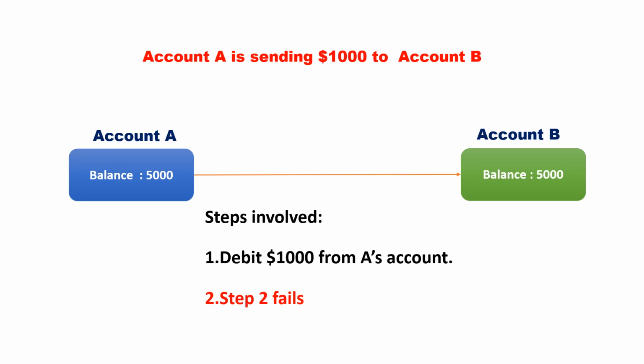But what if step 2 fails? Suppose the amount is debited from account A but not credited to account B. Atomicity property ensures that if any step fails, the entire transaction is rolled back. That means the $1,000 debited from account A is undone, and the balance returns to its original value. A's balance is restored to $6,000. Hence, atomicity is the all-or-nothing rule that keeps our data safe and consistent.